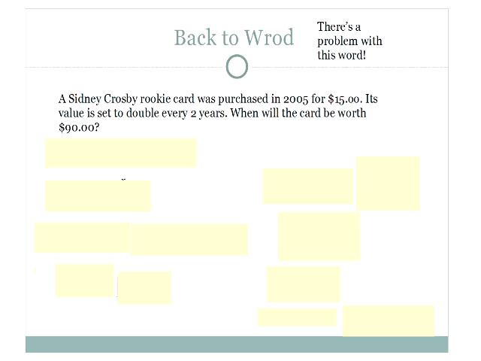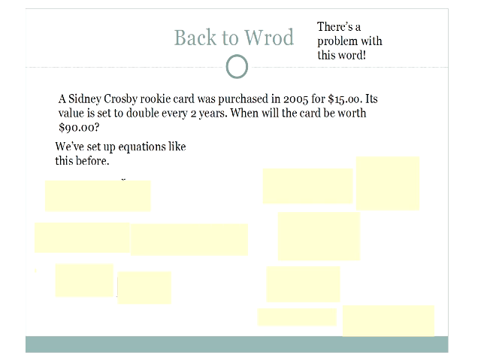All right, so let's take a look at some word problems. Joke from the top here. So Sidney Crosby rookie card was purchased in 2005 for $15. Its value is set to double over 2 years. When will the card be worth $90? I was going to say its value is set to decrease by 15% every concussion, but I thought that might be a little bit too soon.